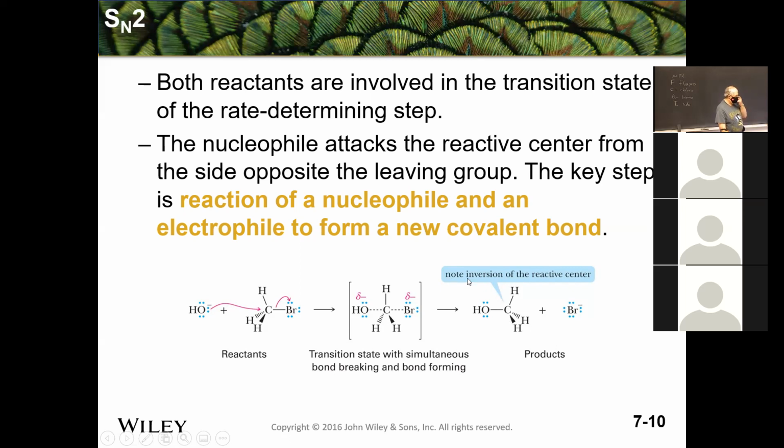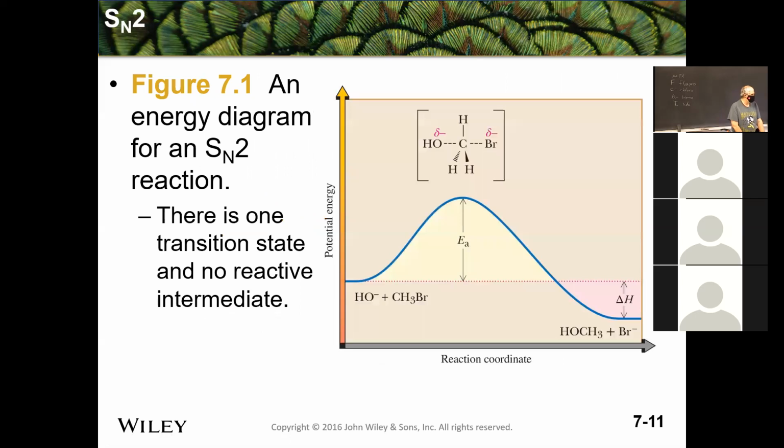Okay, note this highlighting here. Note the inversion of the reactive center. Okay, with bromomethane, you wouldn't be able to tell that, but if the bromine were on a chiral center, we would see complete inversion. Carbon is turned inside out like an umbrella in a strong windstorm.